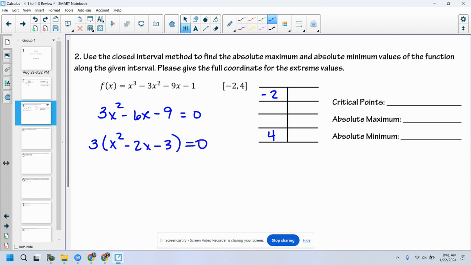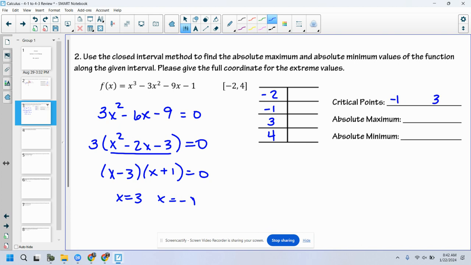Set that equal to 0. Okay, so that looks like it's factors of negative 3 and negative 2: x minus 3 times x plus 1. Right? And again, that's not a 0 because it's just a factor. So x equals 3, x equals negative 1. So those are my critical points: negative 1, positive 3.